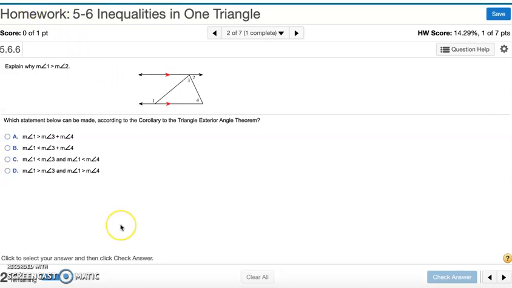Number 2, explain why the measure of angle 1 is greater than the measure of angle 2. First, what statement below can be made? Since it's talking about the triangle exterior angle theorem, that says that the measure of angle 1 equals the sum of the measures of angles 3 and 4. So that means the measure of angle 1 has to be greater than angle 3 and greater than angle 4.